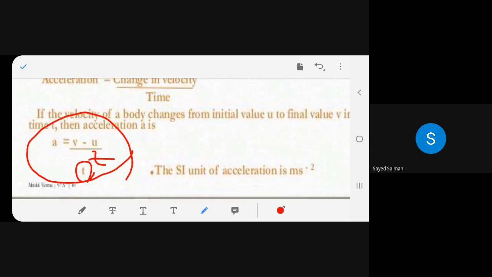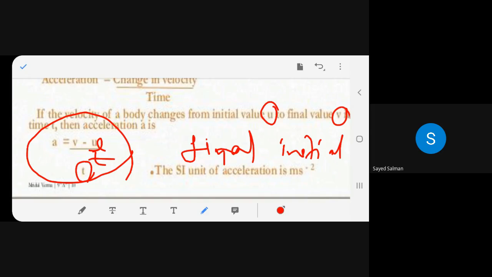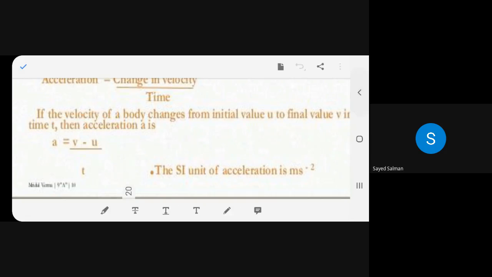What is v? Final. What is u? Initial. Understood? You have to remember all this. So initial is u, final is v. So obviously the bigger will be the final one. So v I have to take in the beginning so that acceleration will never be negative.